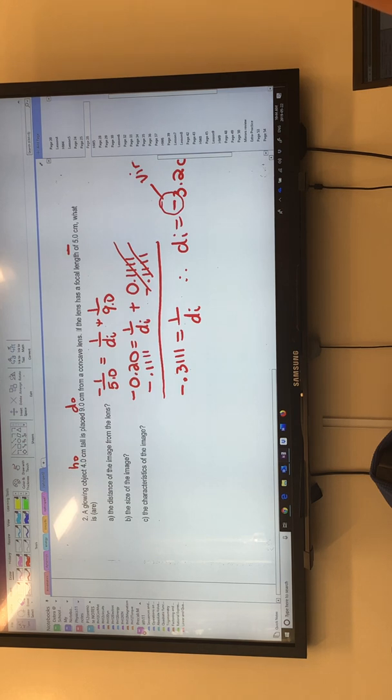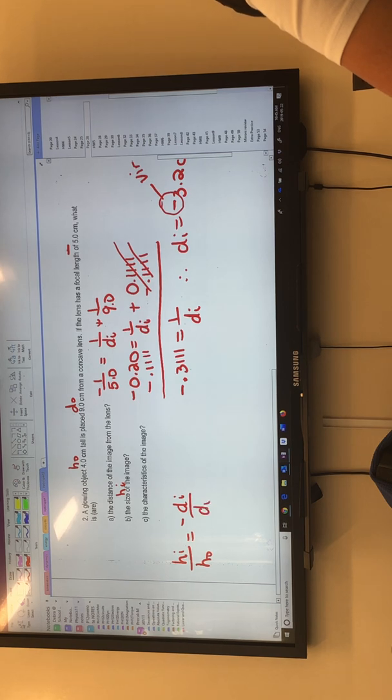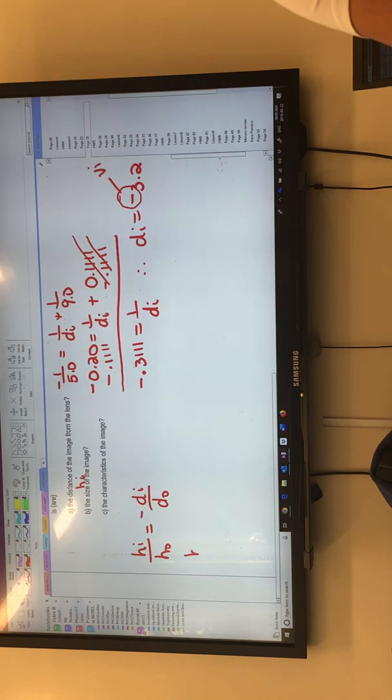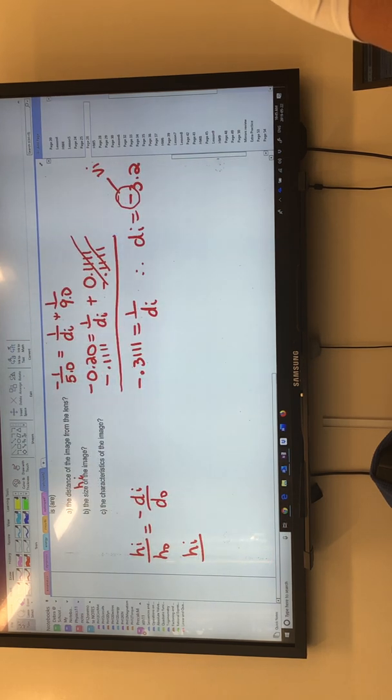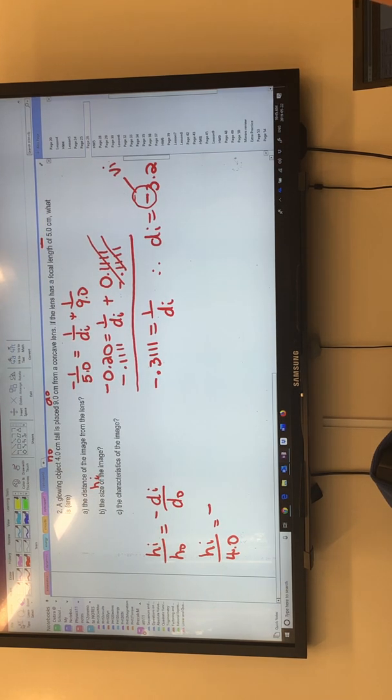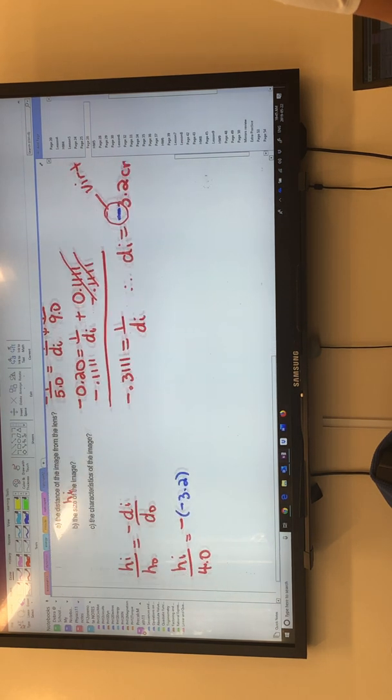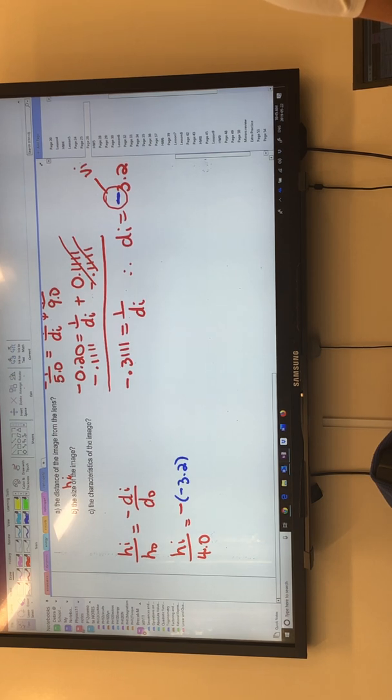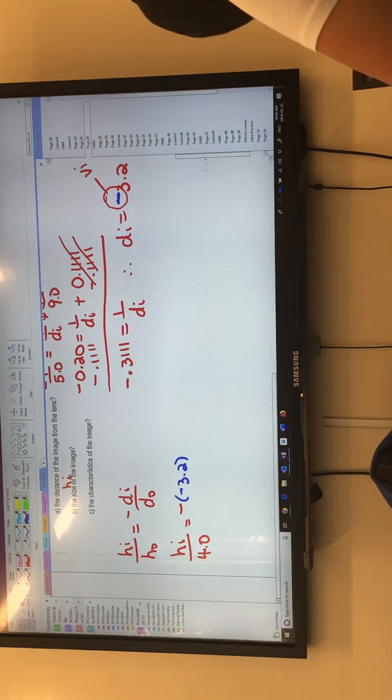And the size of the image, sometimes it's magnification, just di over do, or hi over ho. Size, I'm thinking let's do the height. So I'm going to go hi over ho equals negative di over do. So I have here hi over 4 equals negative, now this negative here stays there, negative 3.2. So negative, negative means it's going to be a positive, which means it's going to be right side up.